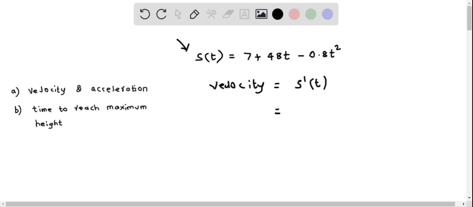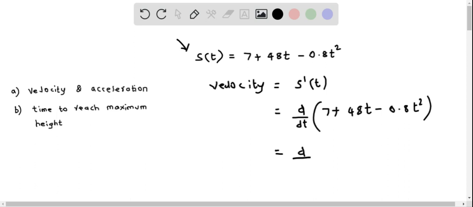So this equals, we have to find the derivative of s of t, that is 7 plus 48t minus 0.8 t squared. So here when we find the derivative, we find the derivative of each of the terms inside the brackets. So we can write this as a derivative of 7 plus derivative of 48t minus derivative of 0.8 t squared.